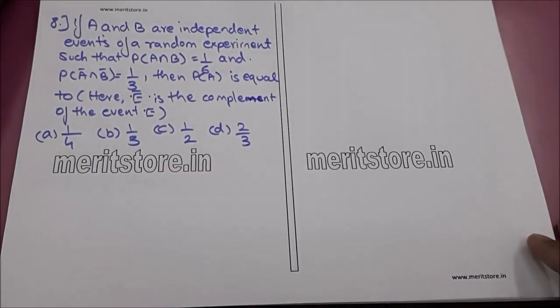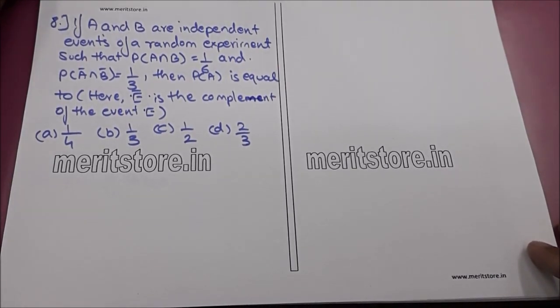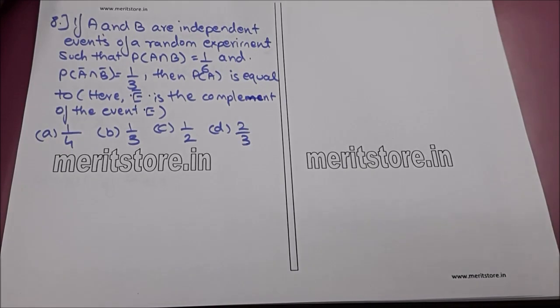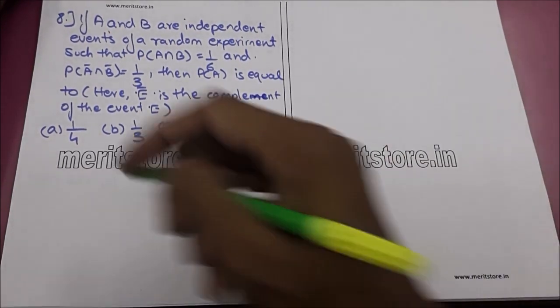Question 8. If A and B are independent events of a random experiment such that probability of A intersection B is equal to 1 by 6 and probability of A bar intersection B bar is equal to 1 by 3, then P of A is equal to, where E bar is the complement of the event E. So we have 4 options, A 1 by 4, B 1 by 3, C 1 by 2 and D 2 by 3.